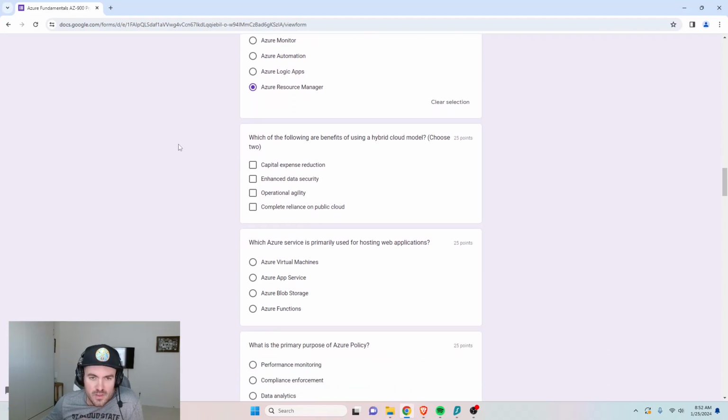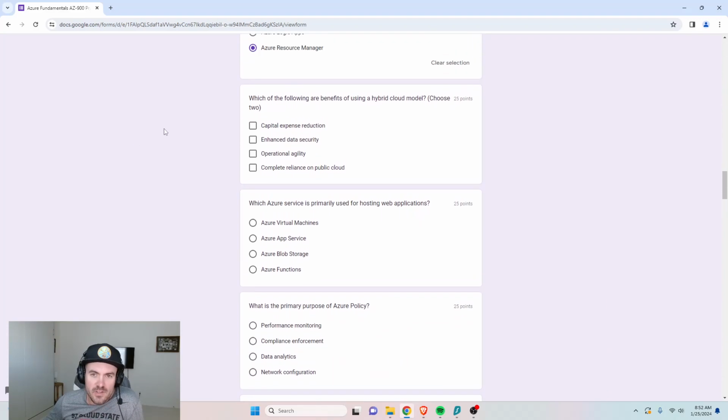Okay. Which of the following are benefits of using a hybrid cloud model? Okay, so remember, hybrid is partially public, partially private. Okay. So capital expense reduction. It's possible. I guess it depends on how much you go public cloud, because if you have private cloud, you're still going to have on-premise servers and resources you have to pay for via capital expenses.